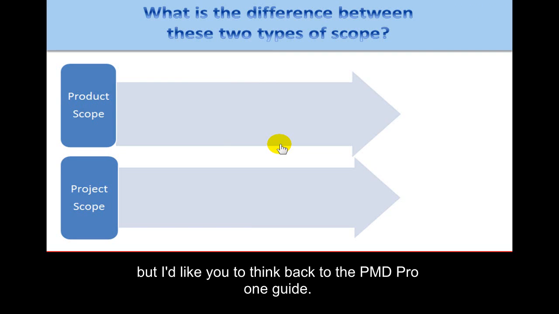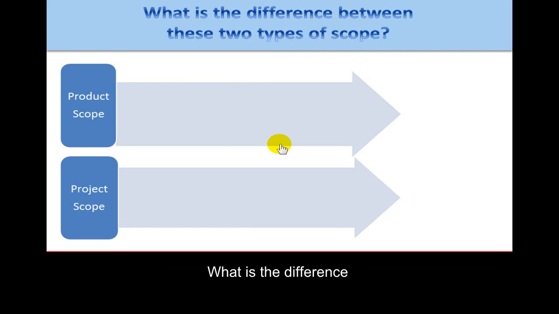Again, this is a bit of a review, but I'd like you to think back to the PMD Pro1 guide and to remember what is the difference between these two types of scope. Remember, there's product scope and there's project scope.